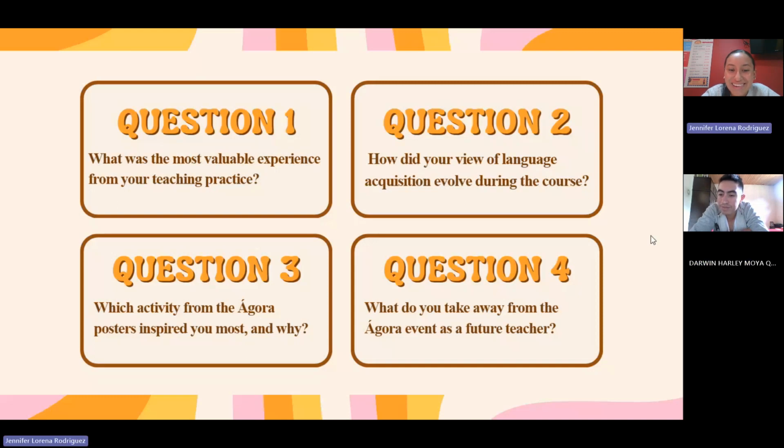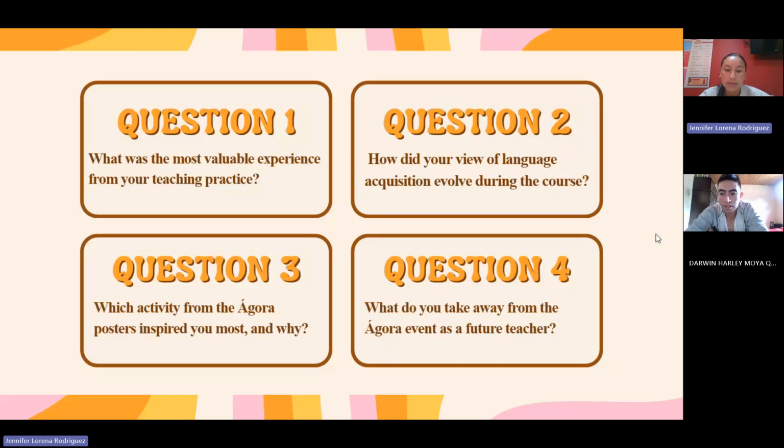Okay, okay, Darwin. Now, question two. During the course, my view of language acquisition changed significantly. At first, I thought that learning a language was mainly about memorizing vocabulary and understanding grammatical rules. But over time, I realized that the process is much more complex and natural.